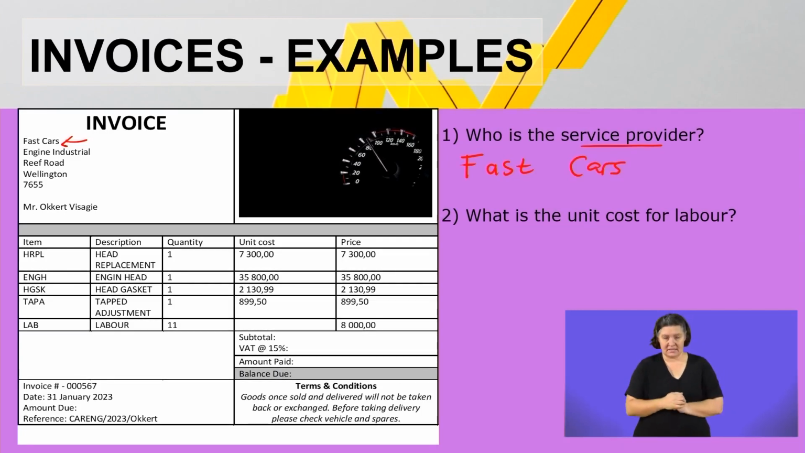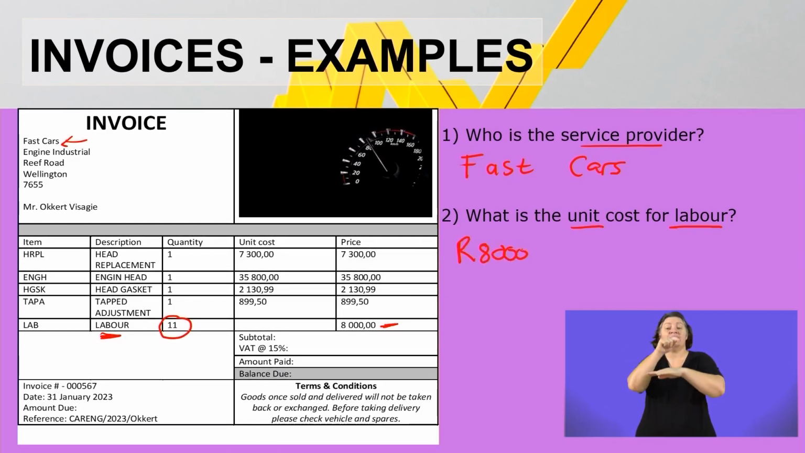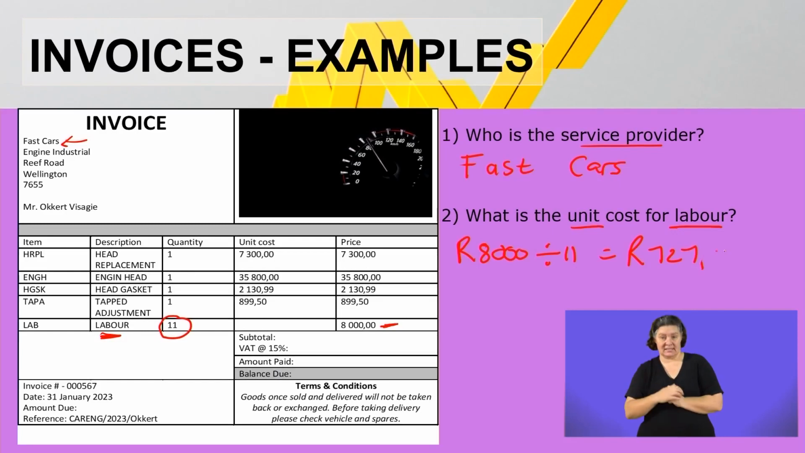All right. Second question, what is the unit cost for labor? Now, let's quickly find that. You can see it is labor. It's right here. In total, we paid 8,000 Rand, and the quantity here shows 11 hours. So how will I go about it? I'll take the 8,000 and divide that by 11 hours. So we are saying the cost per unit, per hour, is 727 Rand and 27 cents. I already rounded off to 2 decimal places.